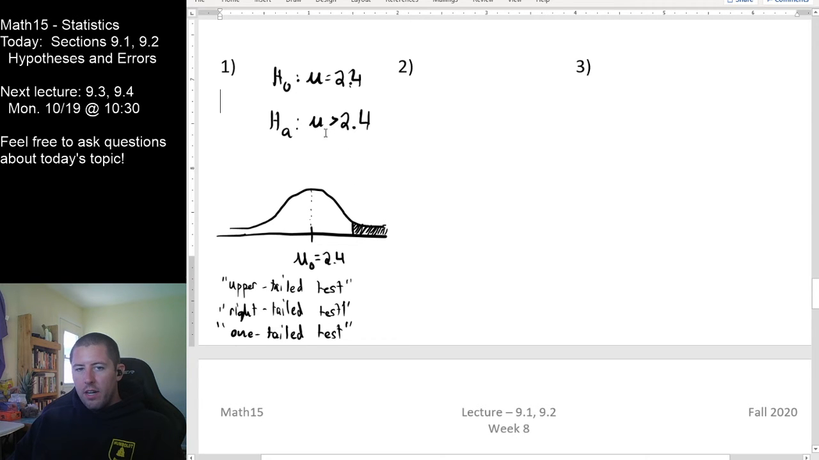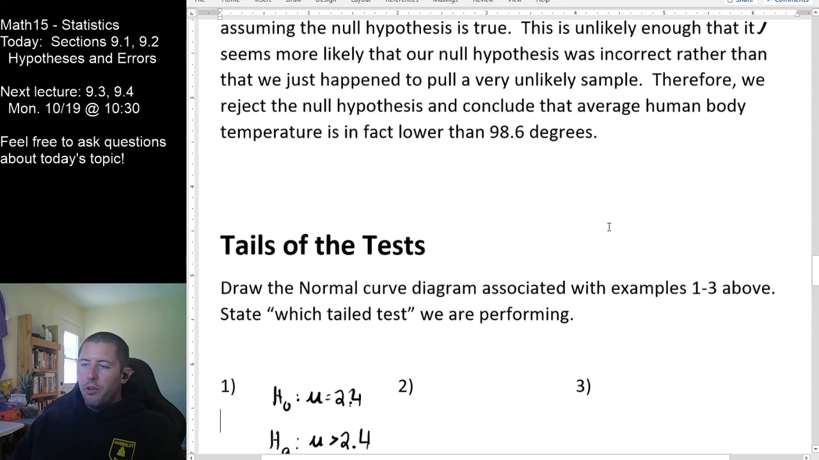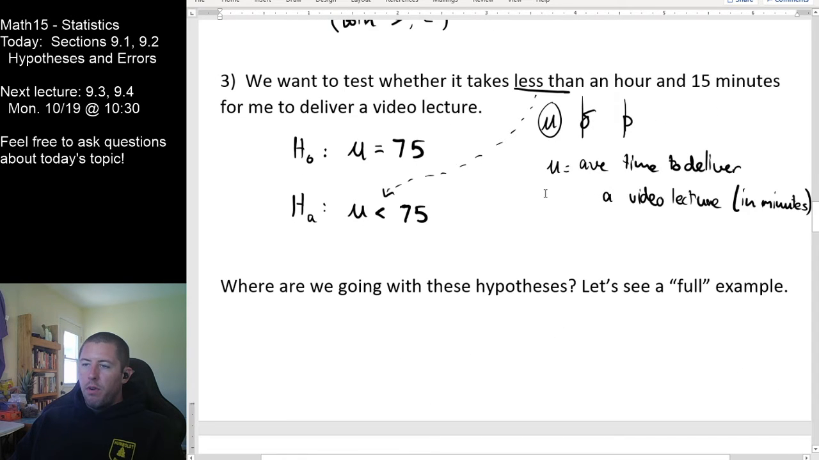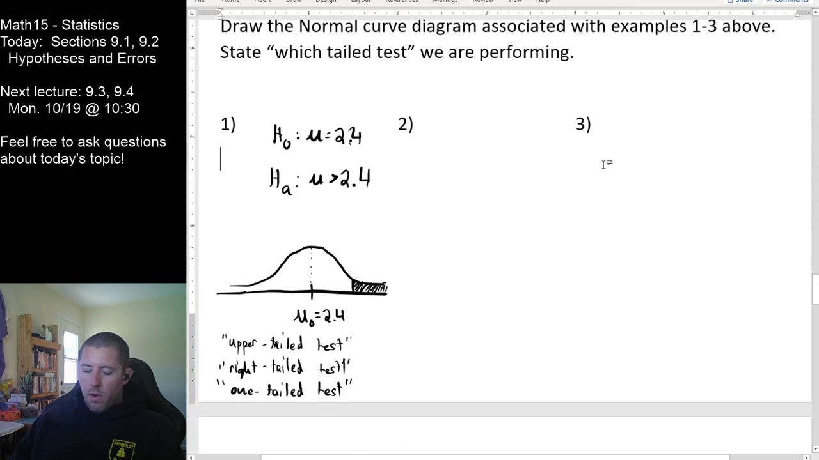So notice that our greater than symbol is literally pointing in the direction that we should expect to see our tail. And number two was about our proportions of people that support the California governor being Republican here. We had our null and alternative hypotheses being equal to 0.341 and not equal to 0.341. So we can restate our hypotheses here.